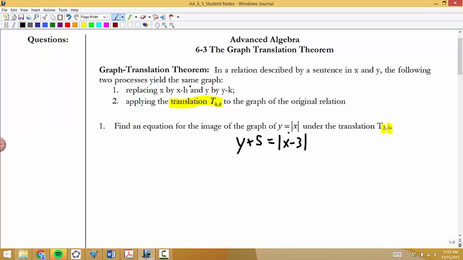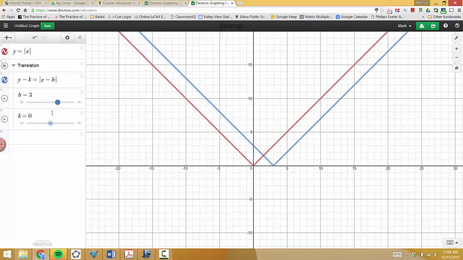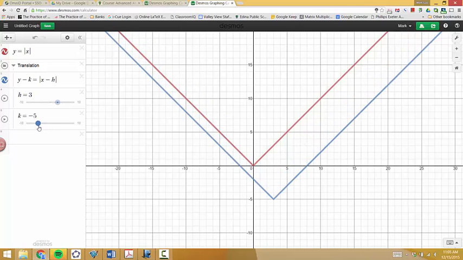And let's take a look at the graph and see that that's the case. So here I have the graph of y equals the absolute value of x, and that's this red graph here. Now I'm going to graph y minus k equals the absolute value of x minus h. Right now you can see my h and k are 0, so it's the exact same graph. But now I'm going to change it to what we had here. We had an h value of 3, so I'm going to move that over 1, 2, 3. And we have a k value of negative 5, so I'm going to go down 5 with that. And notice how it's the exact same graph, just translated.